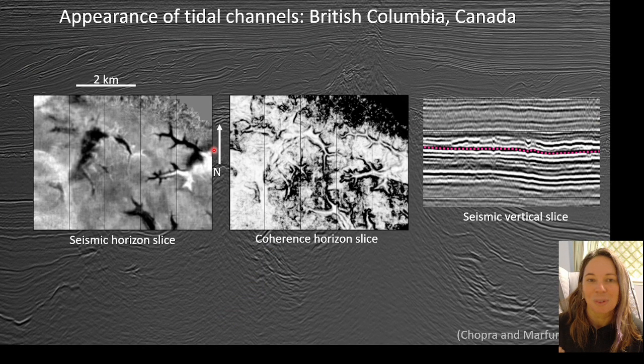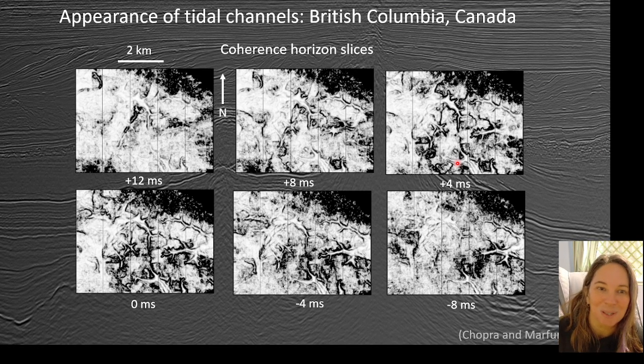Okay, so looking at some tidal channels in seismic now, we're in British Columbia, in Canada, and what we've got here are a couple of horizon slices that go through our seismic data volume, and then a coherence time slice. When we look at our seismic in vertical section, we can see that there is information there. We can see some variation in the patterns. It's discontinuous, it's high amplitude, but it's hard to get an overall sense of what exactly is going on. So it's not as complete an image as coherence, and what we would like to have in order to interpret it.